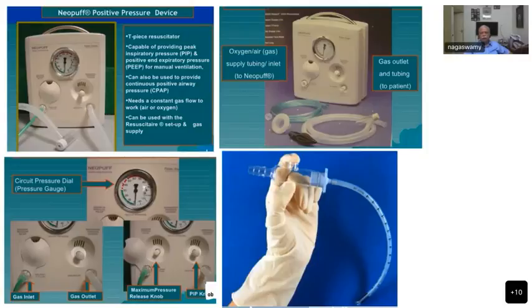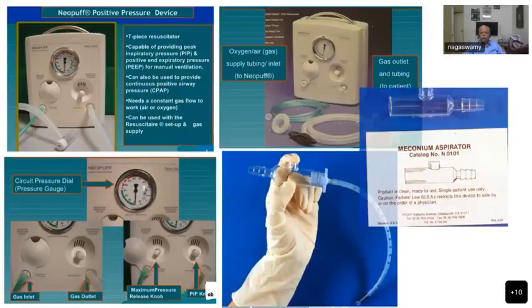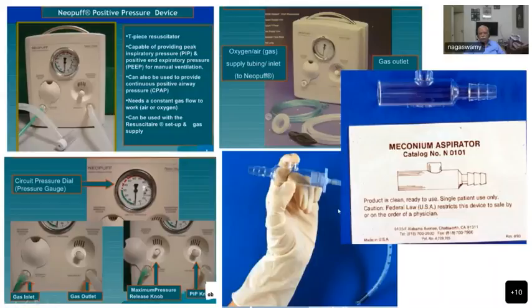The gas inlet and outlet, maximum pressure release knob, positive pressure knob, all these things are there. Can you identify what this equipment is? Now that it is attached to the endotracheal tube, can anyone guess what it is used for? I told you earlier how to remove meconium. This is called a meconium aspirator. So you can attach it, and without applying pressure, just suction, pull it up and then remove it. So this is the meconium aspirator which can be used after intubating the baby.